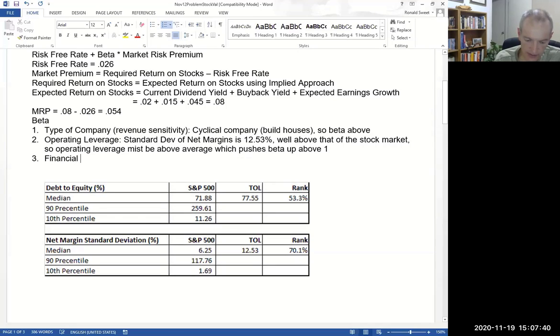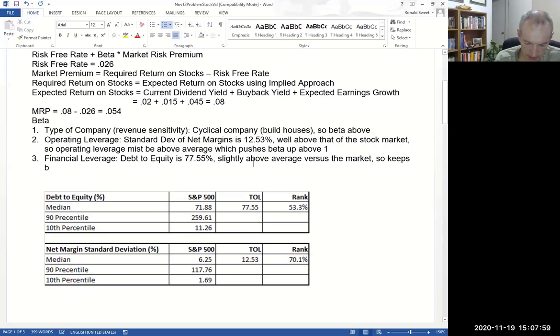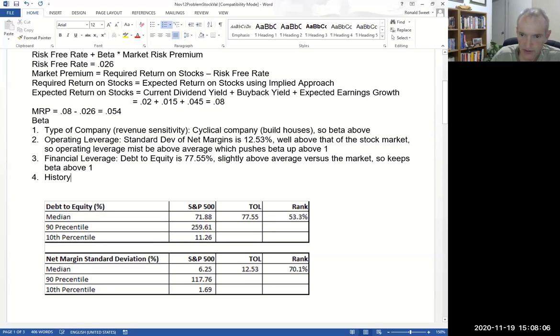Your financial leverage, you can see that their debt to equity is 77.55%, so slightly above average versus the market. So that keeps beta above 1. It doesn't have that much impact in other ones. And then the last one is just the history. We look down at the history.